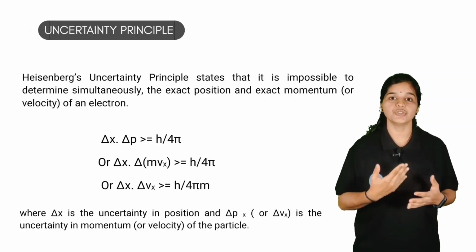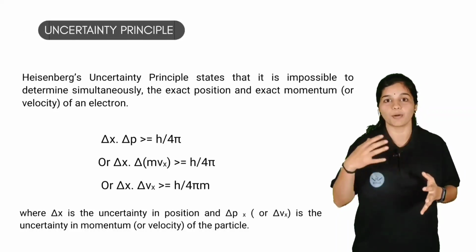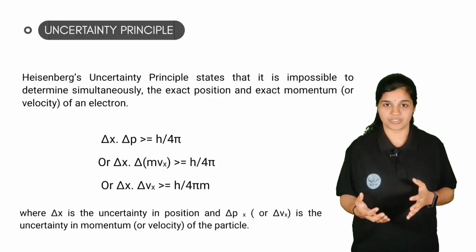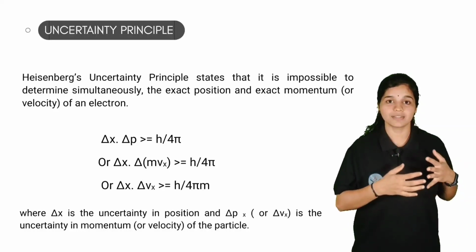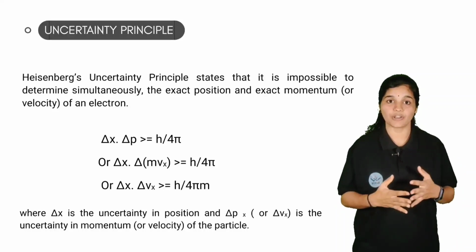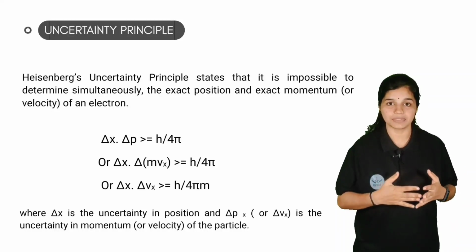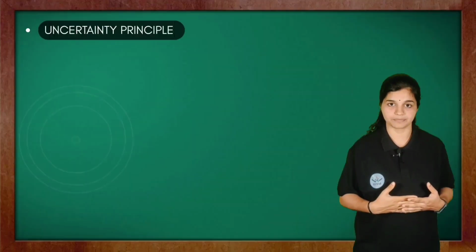If the position of the electron is known with a high degree of accuracy, its momentum cannot be predicted. Or if the momentum is known with a high degree of accuracy, its position cannot be determined accurately. So this is what is Heisenberg's uncertainty principle.